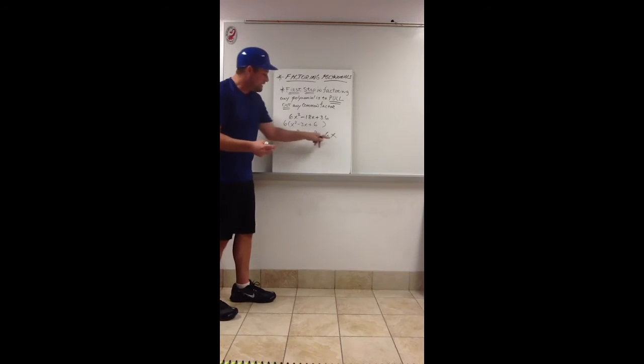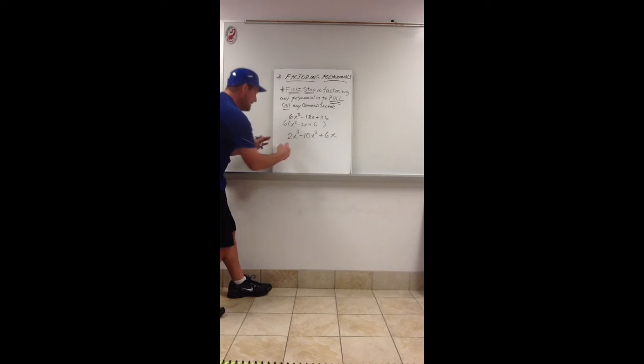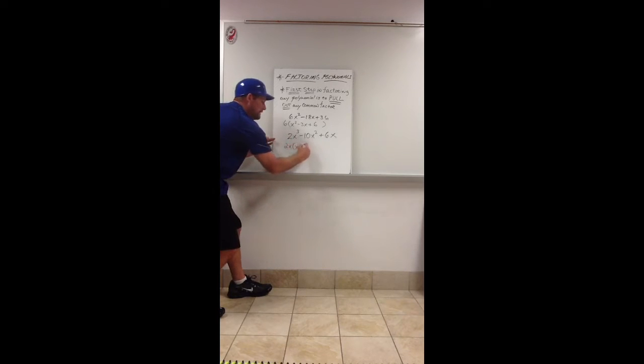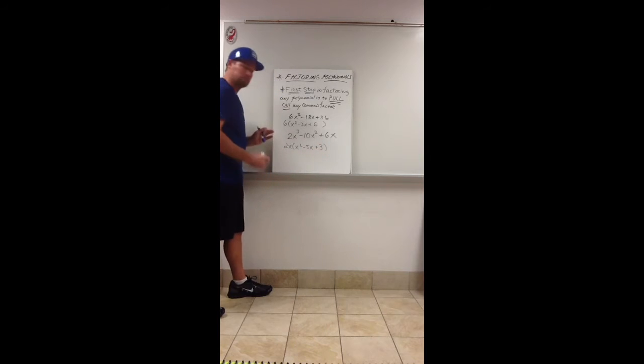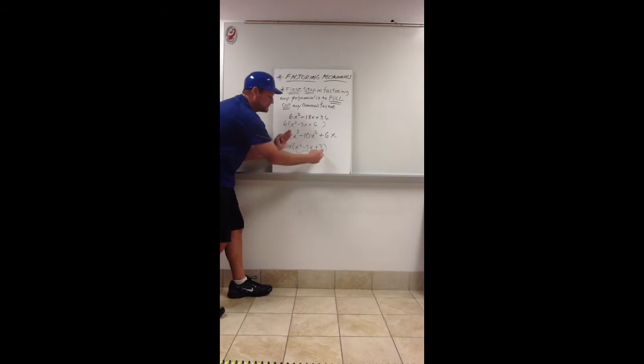In this case, everybody, like we said, had a 2 as well as an x, so I'm going to pull out the 2 and the x. And that leaves me with x squared minus 5x plus 3. And again, once I pull out that common factor, I'll factor what's left.